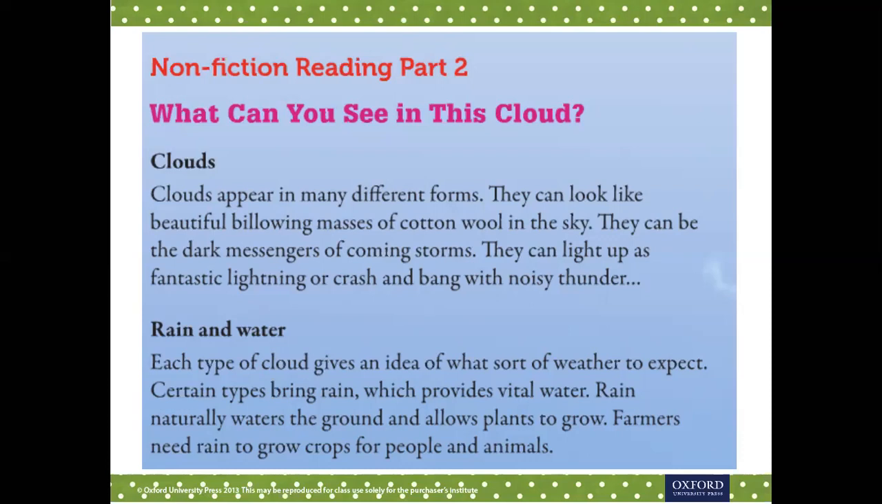They can light up as fantastic lightning or crash and bang with noisy thunder. So after we saw this dark messenger telling us that there's a storm coming, sometimes we have lightning, crash, and thunder, the big sound. Sometimes the sound comes first, and then we see the lightning in the sky, so we know the noisy thunder is coming. Someone else?